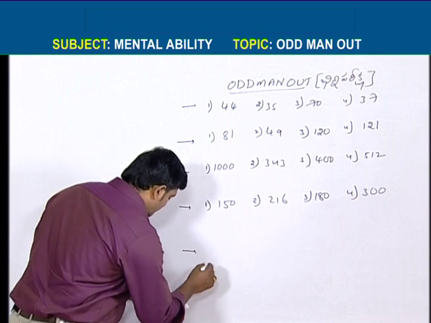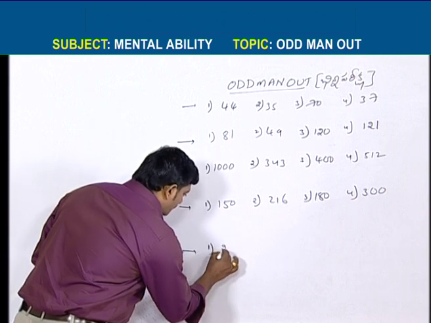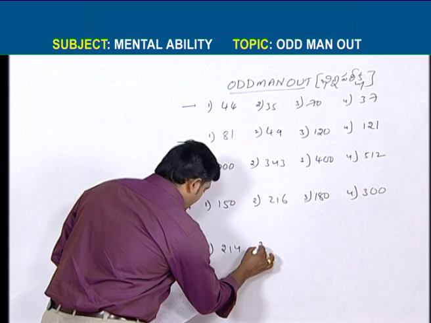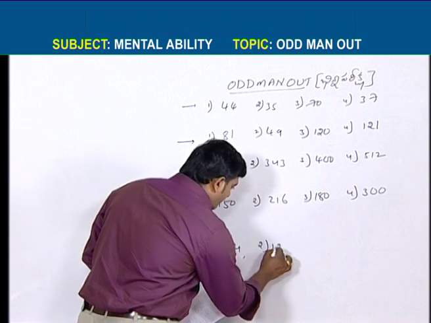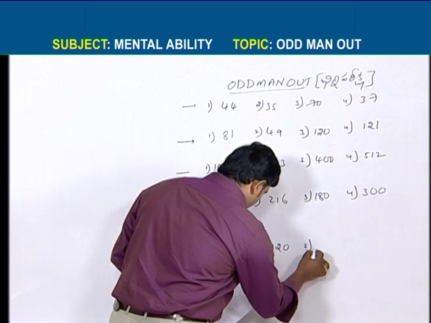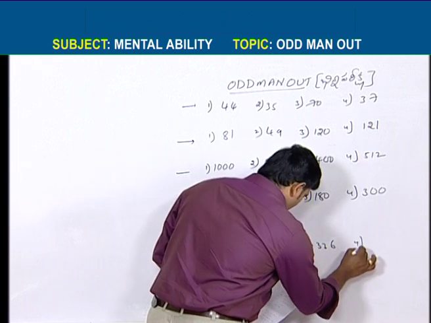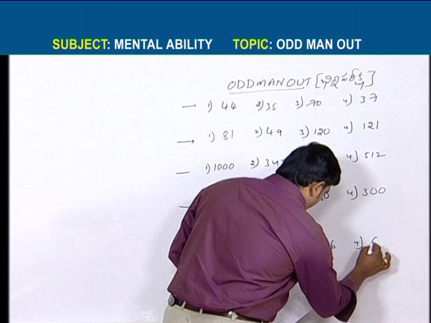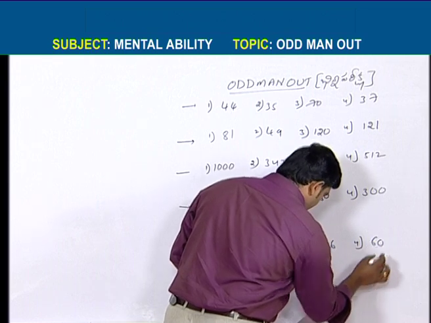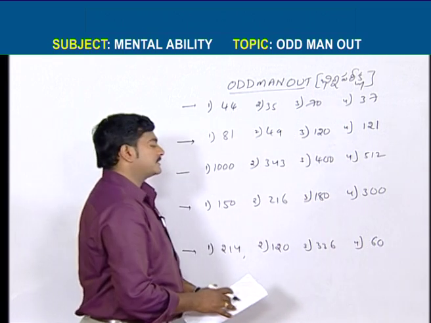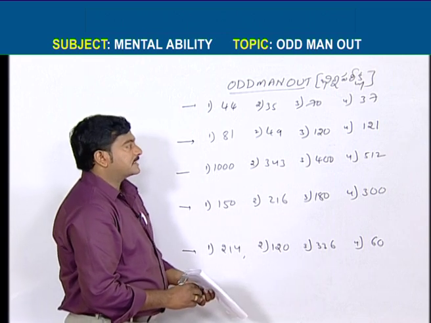The next question is: first option 214, second option 120, third option 336, right? Next, fourth option is 60, sorry, it's not 30, it's 60. Now we'll discuss all these types one by one.